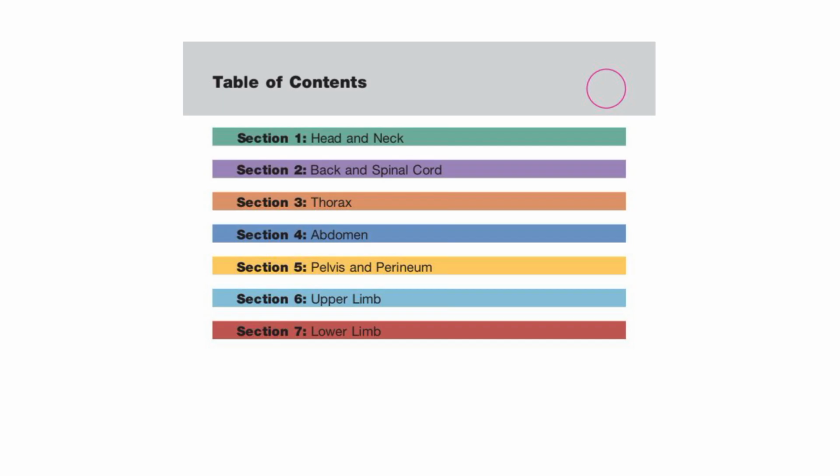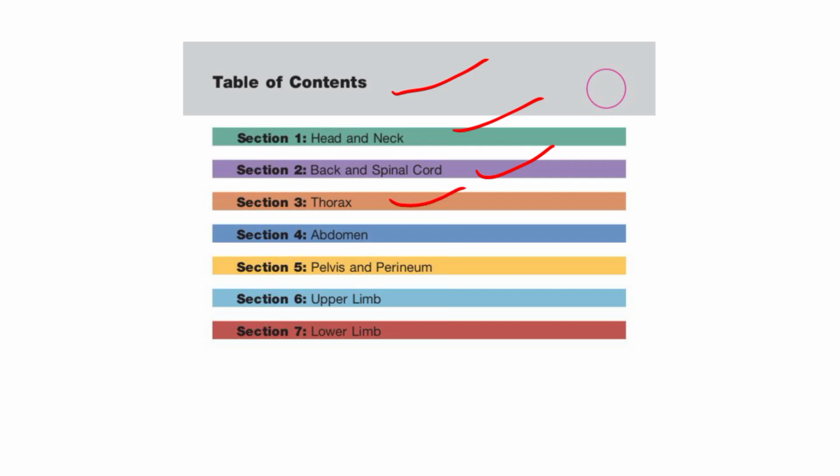We have 7 sections in this book. Here is the table of contents. The first section is the head and neck. Second, we have back and spinal cord. We will discuss each and every detail of the head and neck, the bones, muscles, joints, their origin, insertion, all things in detail.